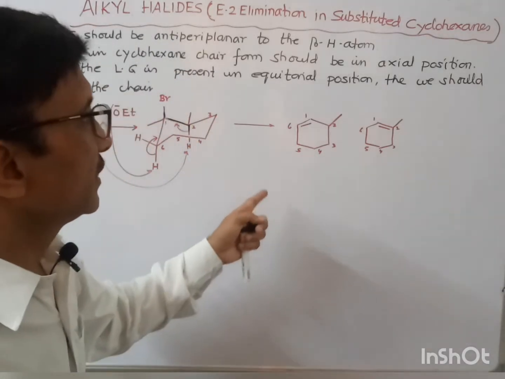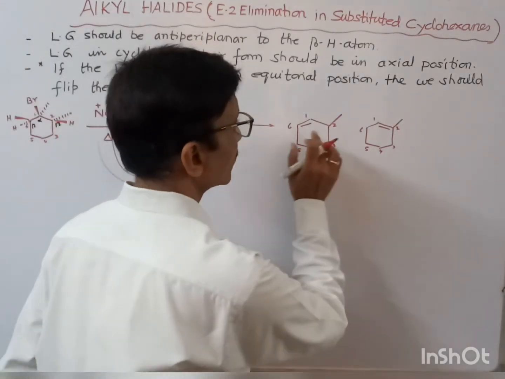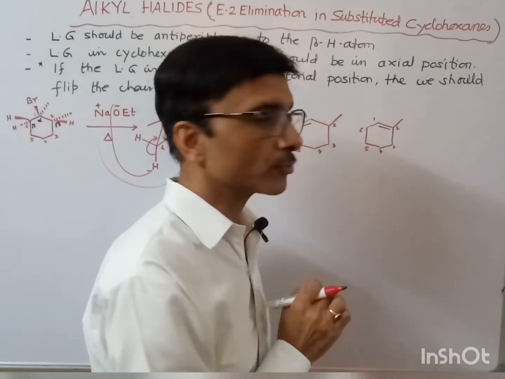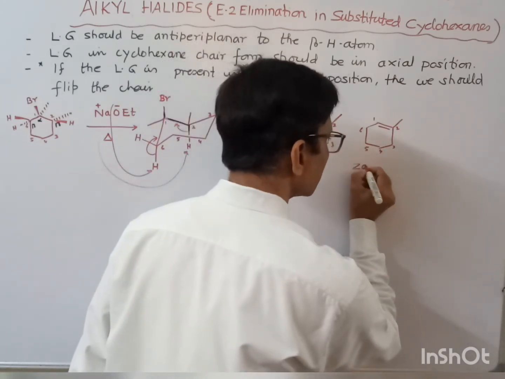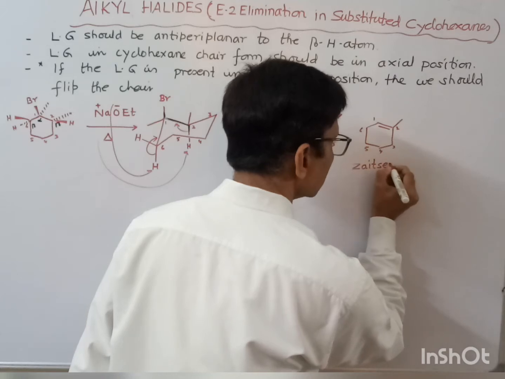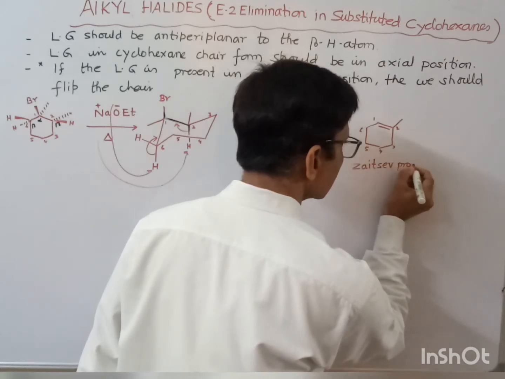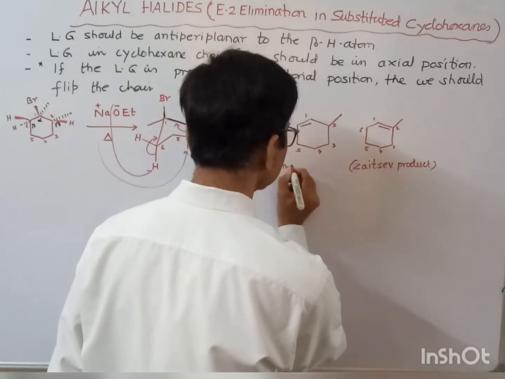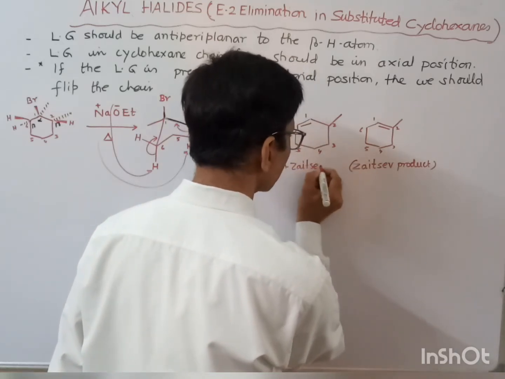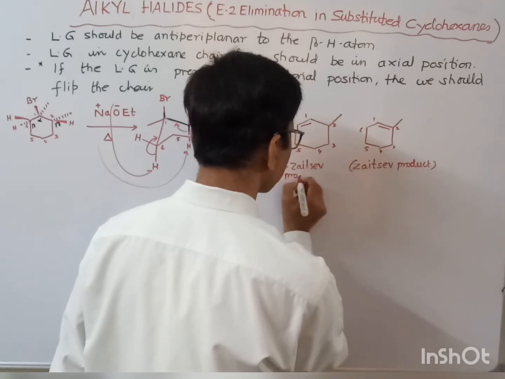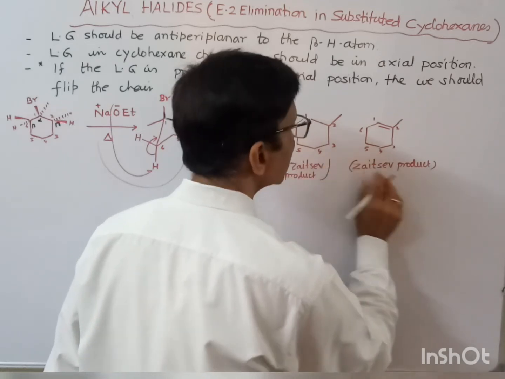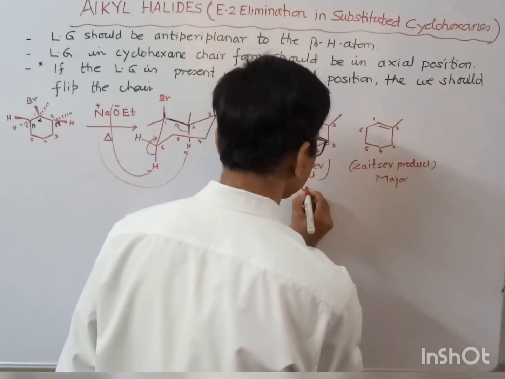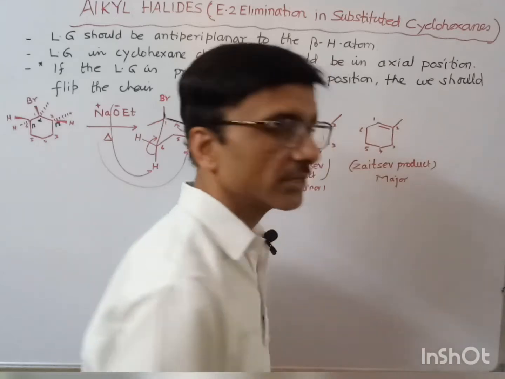If you see, this is the most substituted product, and this is the less substituted product. So this is the Zaitsev product, and this is the non-Zaitsev product. The correct one is this one, the major product, and this is the minor product. So we get the selectivity here.